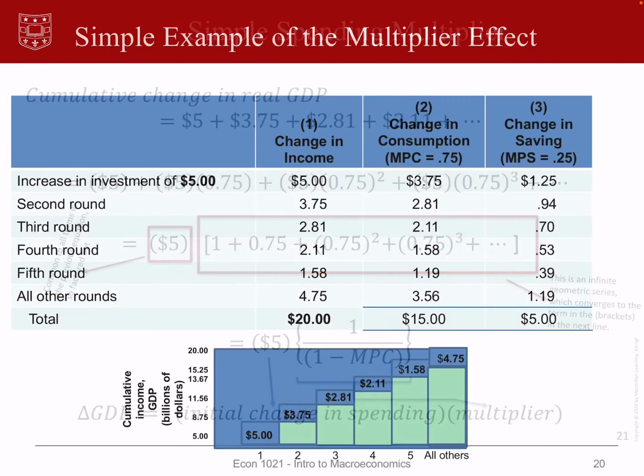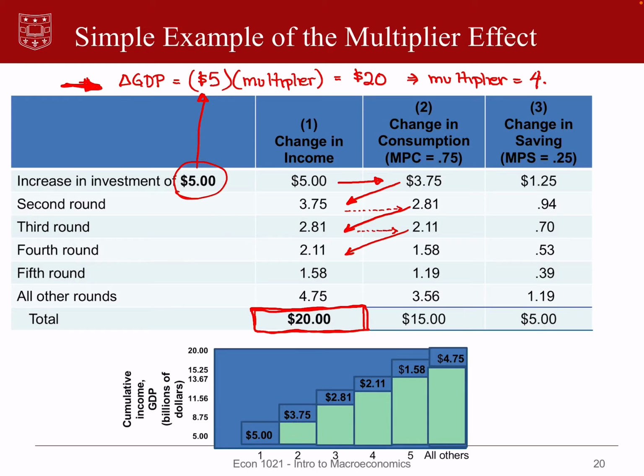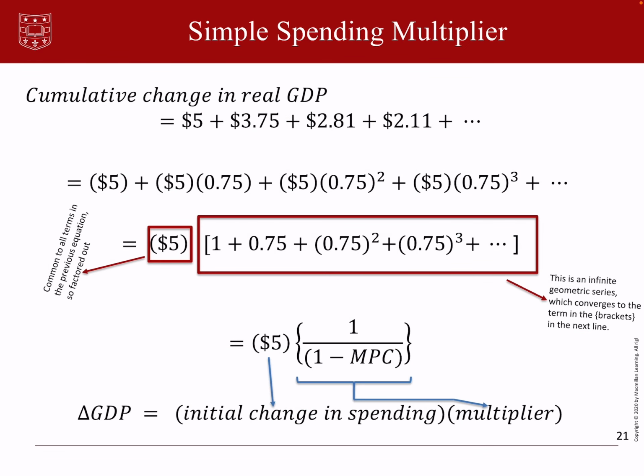So what's the cumulative change in real GDP? It is the change in income, 5 plus 3.75 plus 2.81 plus so on and so forth. So that's what I have here. So this is the change in income, right? Change in Y. We can factor out a $5 here. So what is 3.75? It was the initial change in income times the marginal propensity to consume. That led to, so this is round 2, round 3, and so forth. We can factor out the $5. It's common to all terms, and we get the 0.75s here.